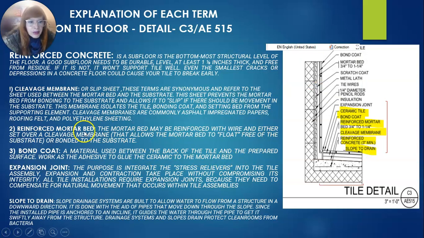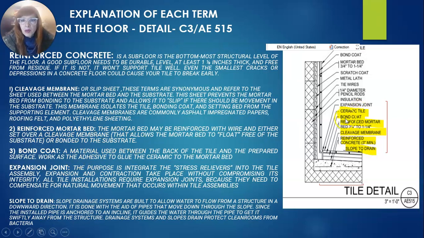And then comes the bond coat. No, then comes the reinforced mortar bed. The reinforced mortar bed is this one. The mortar bed may be reinforced with wire and set over a cleavage membrane. Like here, the mortar bed is set over the cleavage membrane. That allows the mortar bed to float free of the substrate or be bonded to the substrate.